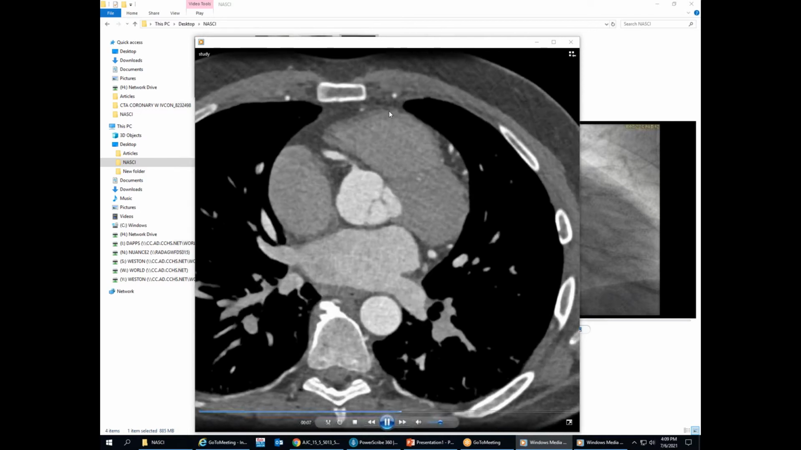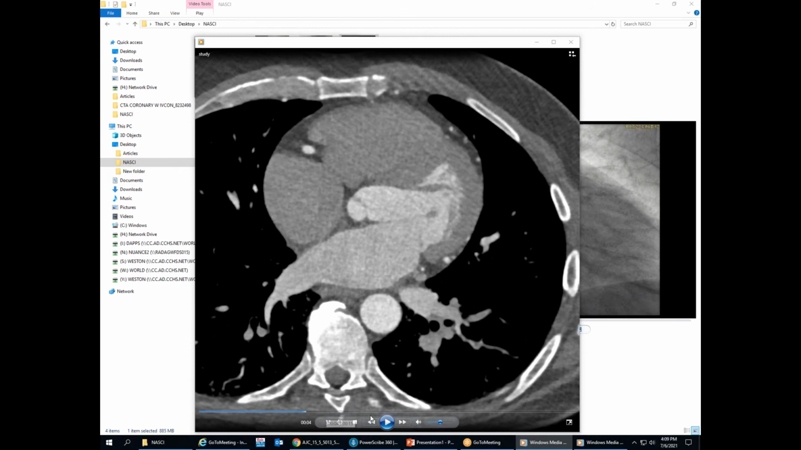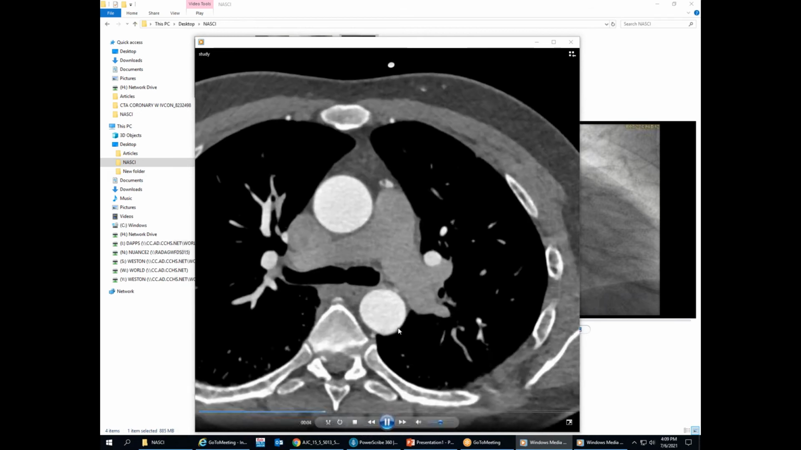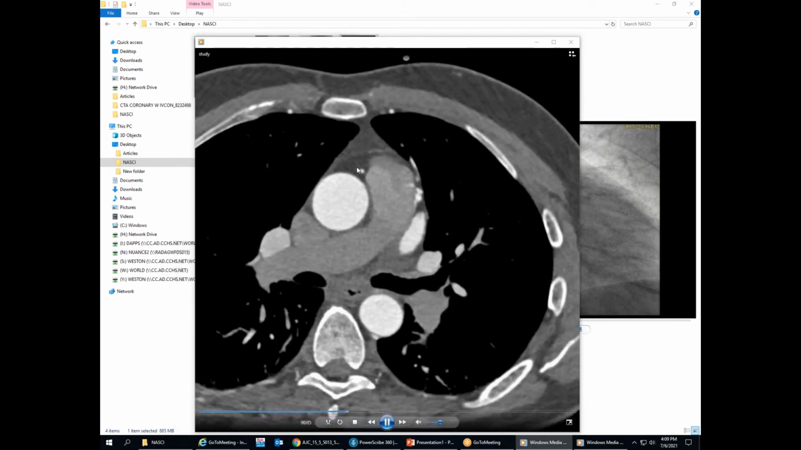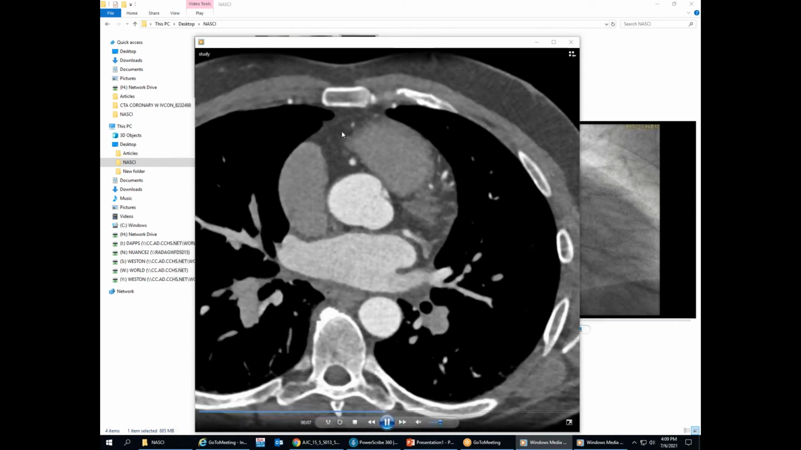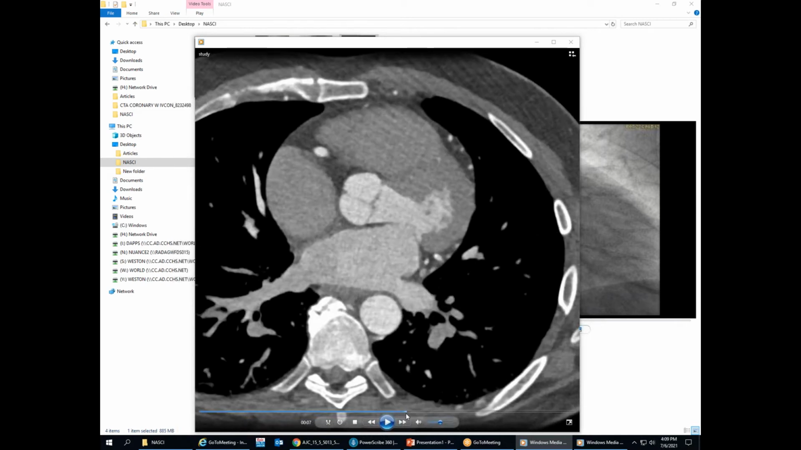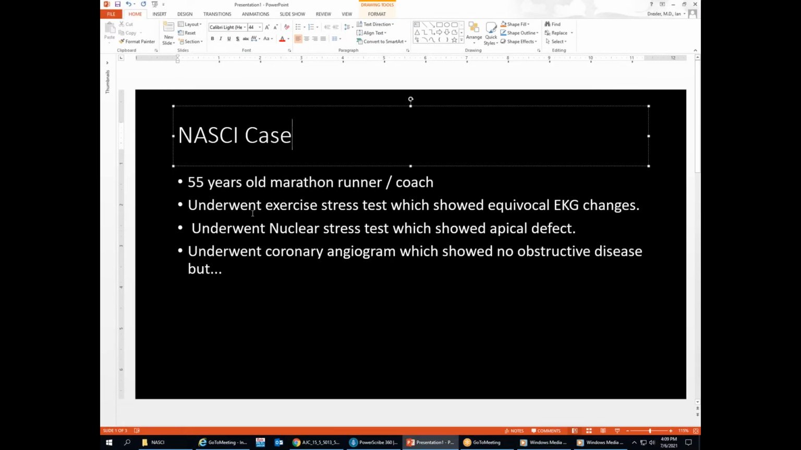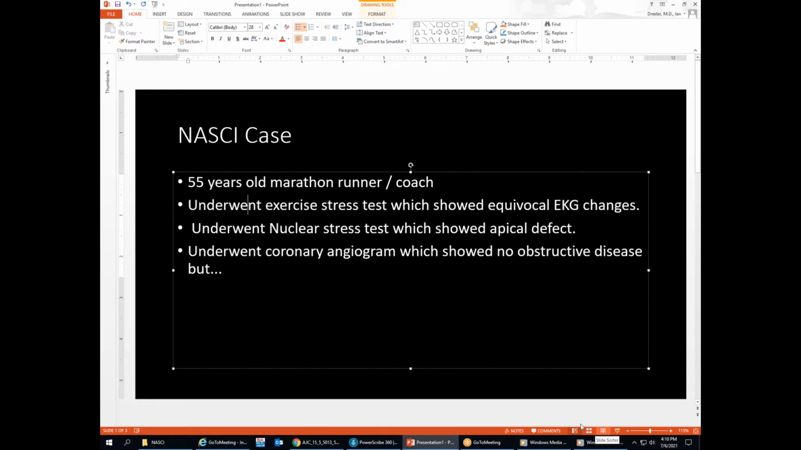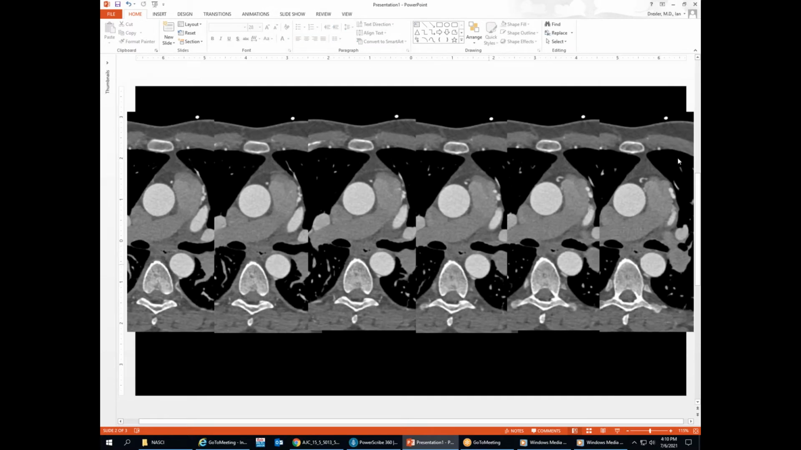What wasn't described, this is the RCA, a nice C view, and we see that there's a conus branch that comes off, and towards the distal aspect, it becomes maybe ectatic and tortuous as well. So, is there a way that we're going to be putting this all together? They ordered the CTA, again, with the history of LAD to PA fistula.